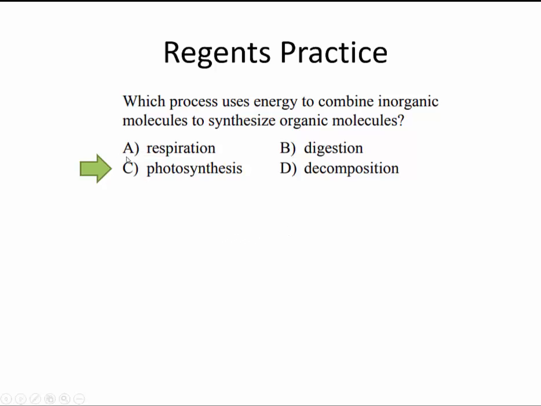Just so you know, A does the exact opposite. We'll cover that in another lesson. B, digestion, is not specific to organic or inorganic. Same as D, decomposition. Next question.